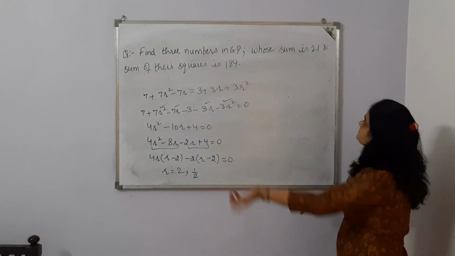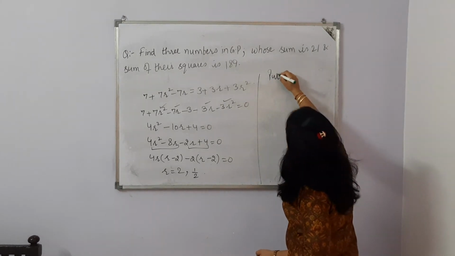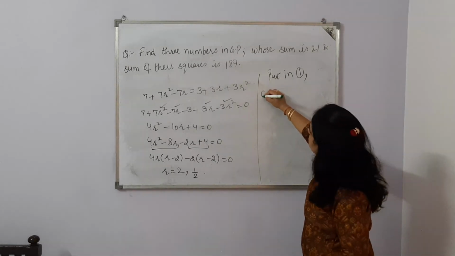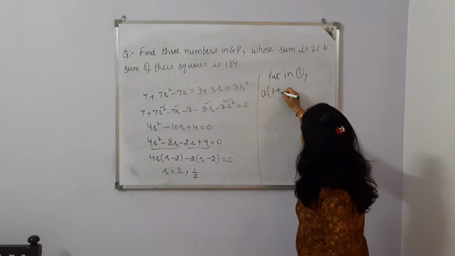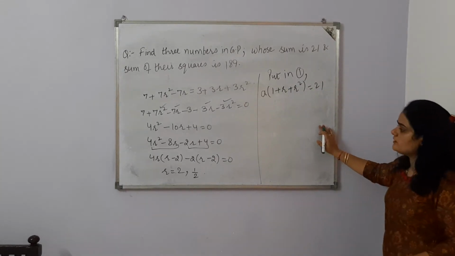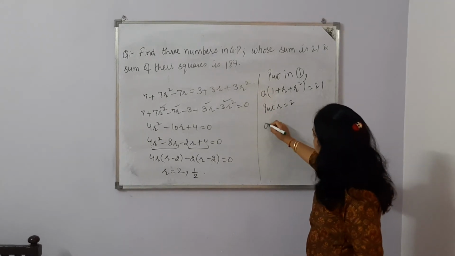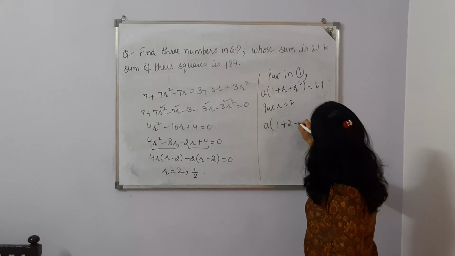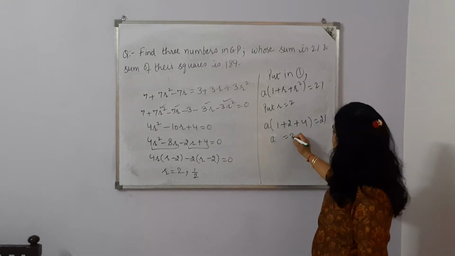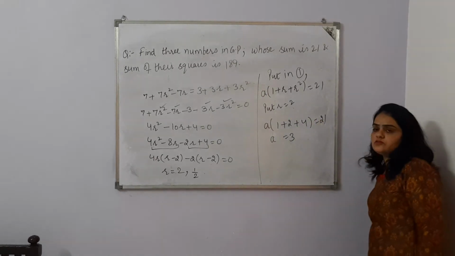Now, in the first equation, if I substitute, then I'll get the value of a. So what was the first equation? a into 1 plus r square is equal to 21. This was your first equation. So if I substitute r is equal to 2, I'll get a into 1 plus 2 plus 4. It is 7, 7 3s are 21. So a's value is 3. When r is equal to 2, then a is equal to 3.